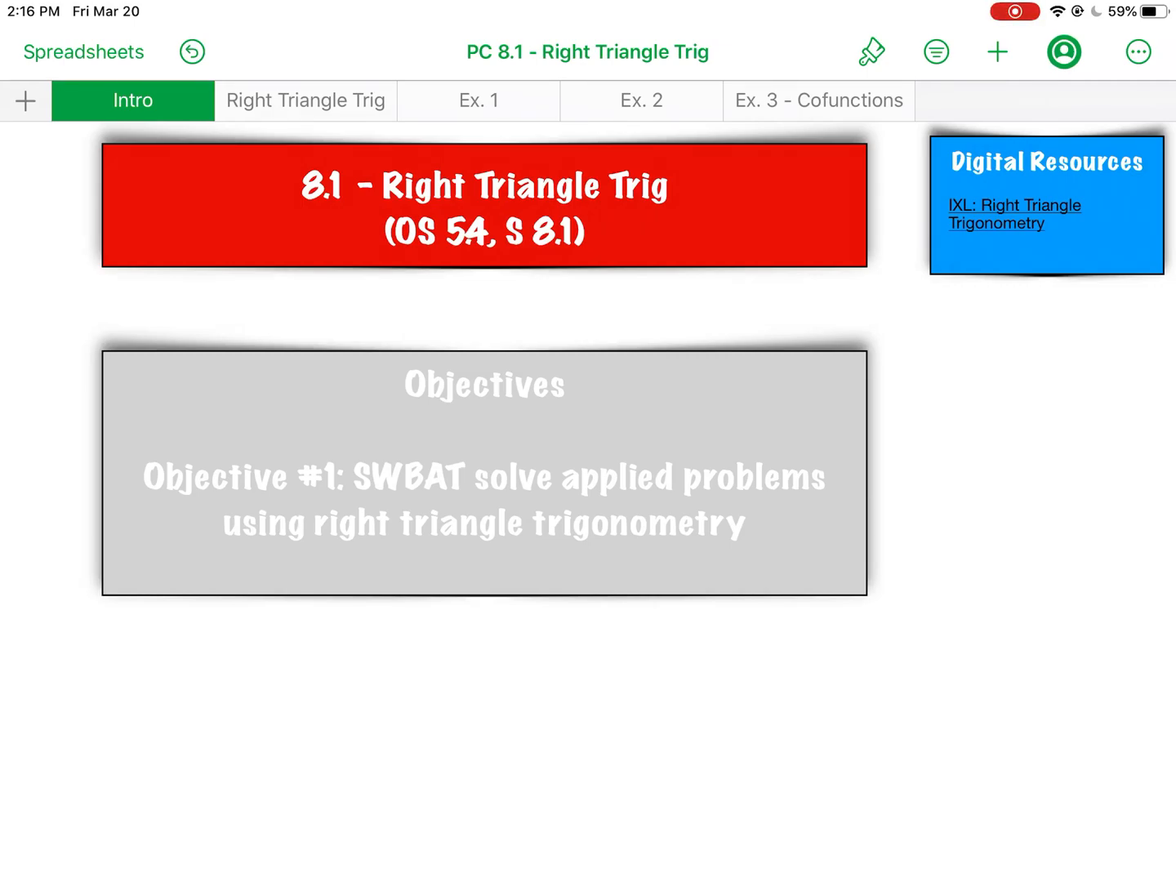Hey everyone, today we're going to be starting Unit 8, which is a unit on applied trigonometry. 8.1, we're focusing on right triangle trigonometry and how we can use it to solve some applied problems.